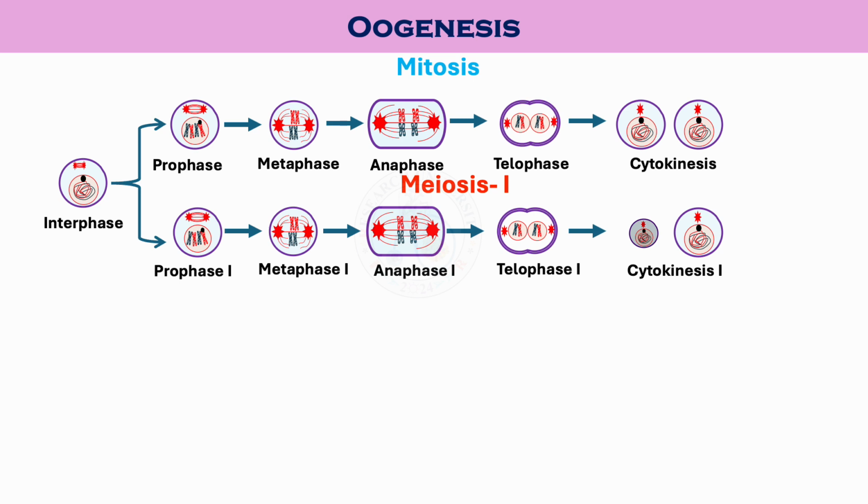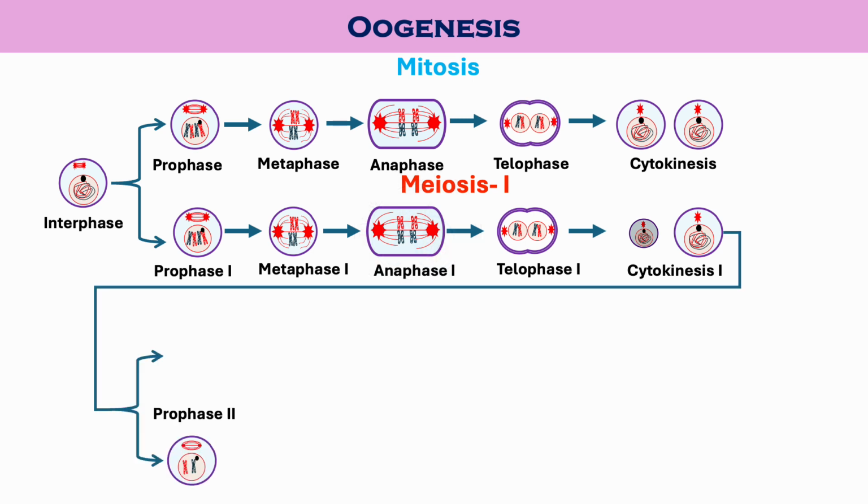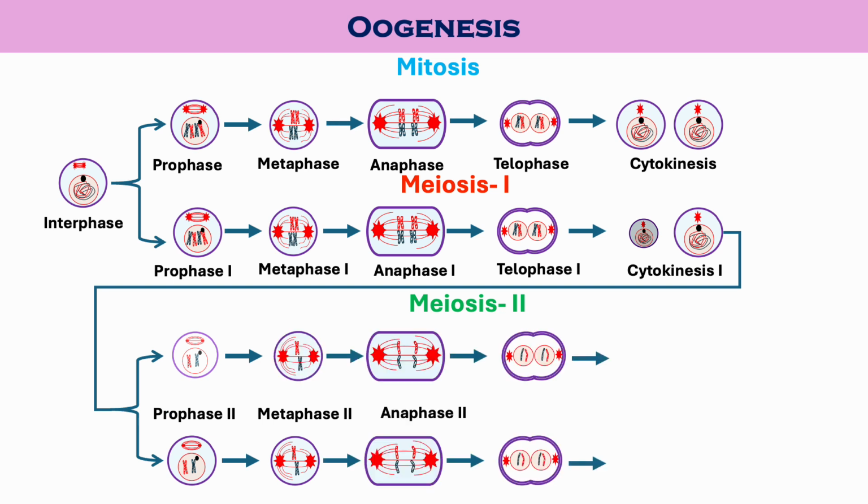This secondary oocyte and polar body enter meiosis 2 after insemination with the sperm cells. When meiosis 2 begins, prophase 2 starts, followed by metaphase 2, anaphase 2 and telophase 2, and finally cytokinesis 2 is completed. After completing cytokinesis 2, we get four daughter cells: three are polar bodies and one is the mature ovum. This ovum is involved in fertilization.